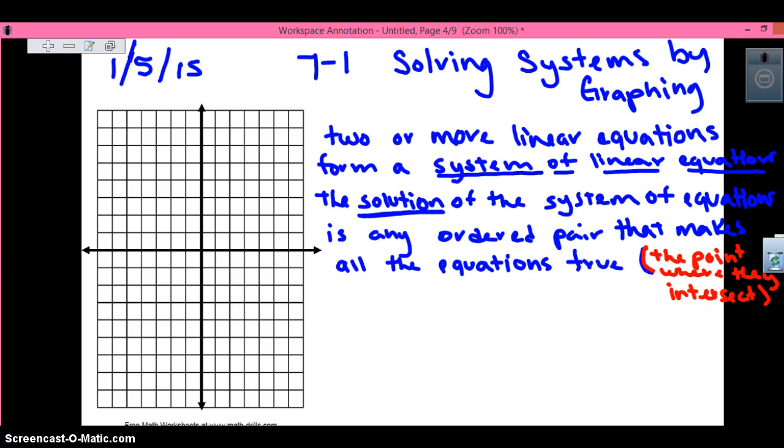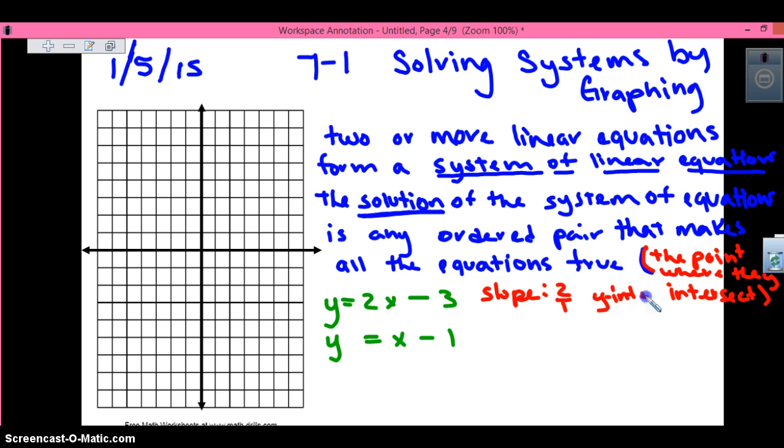So let's say we have to graph y equals 2x minus 3 and y equals x minus 1. I'm going to graph the first equation in red. What is the slope in the first equation? The slope is 2 over 1 and the y-intercept is -3. So let's start by graphing the first equation. We're starting at -3 with a slope of 2 over 1.